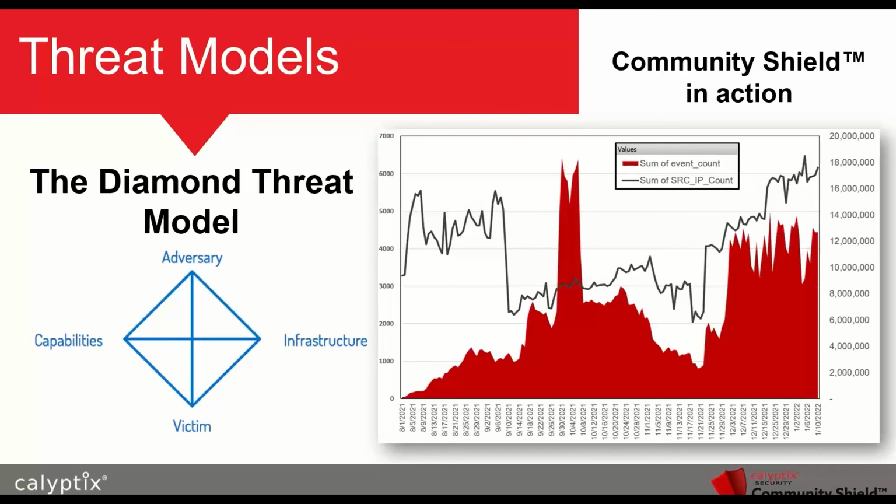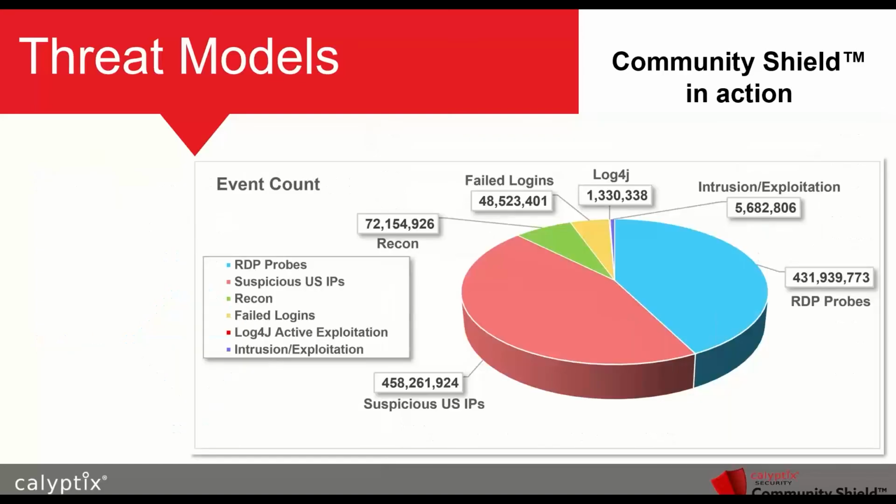And so there's an ebb and flow here, but I think you'll see the general trend is pretty consistent, both in terms of the infrastructure that's being used and identified, as well as the volume of activity. And when you look at Community Shield in action in terms of the most active, we have a feed for suspicious IPs. It generates a lot. And then the RDP probes, which is the nemesis of small business, that secure remote access. There's a huge volume of activity that comes from the infrastructure that's trying to take advantage of RDP.